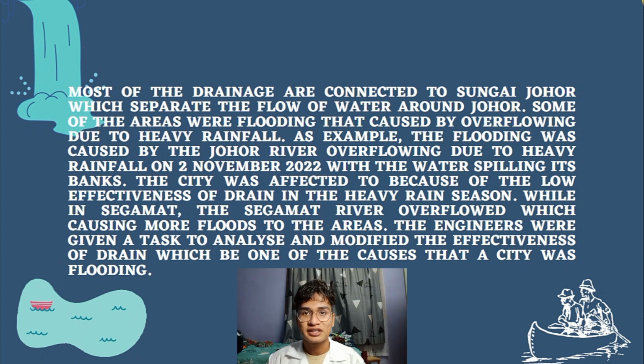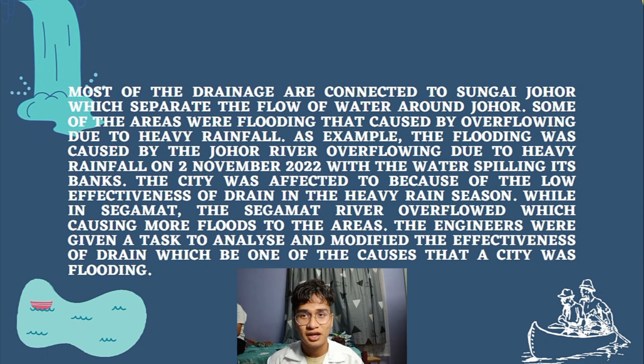The city was affected too because of the low effectiveness of the drain in the heavy rain season, while in Segamat, the Segamat River overflowed, causing flooding in the areas. The engineers were given a task to analyze and modify the effectiveness of the drain which caused the city to flood.